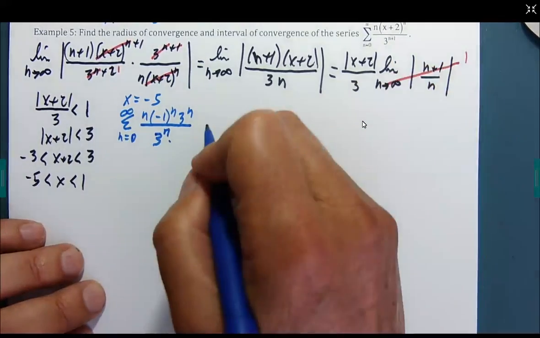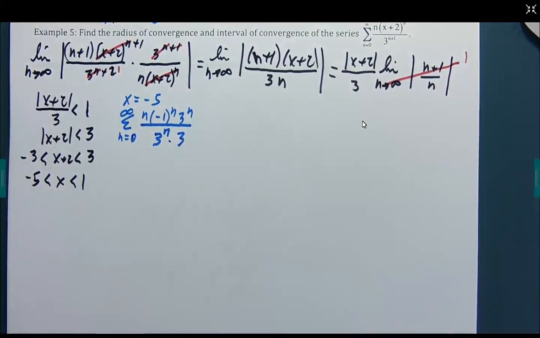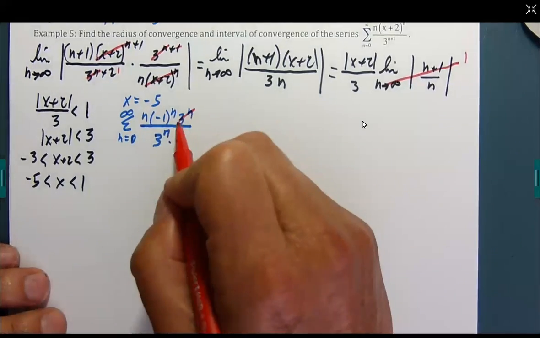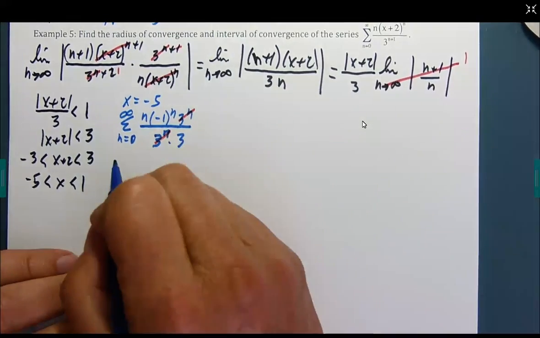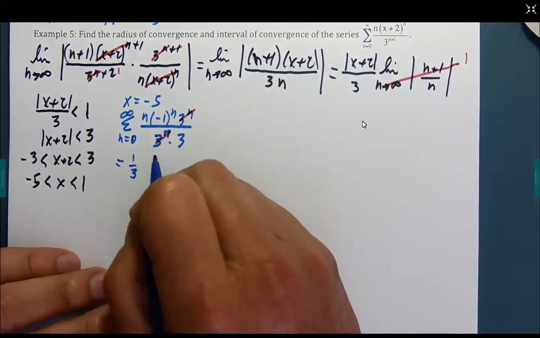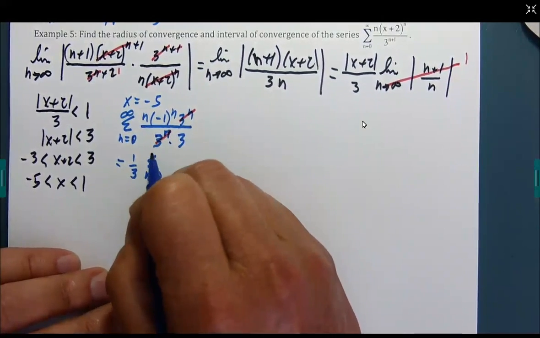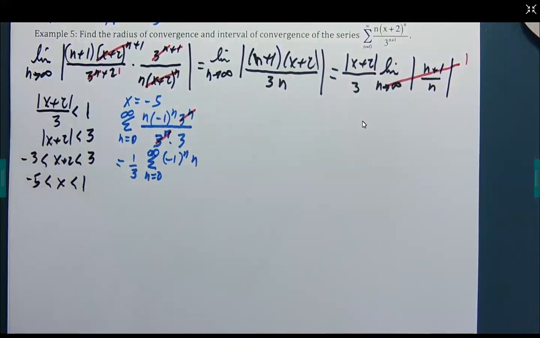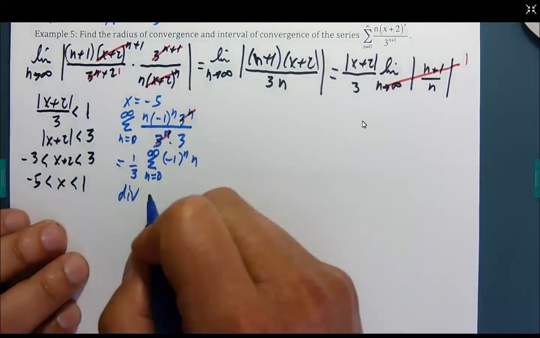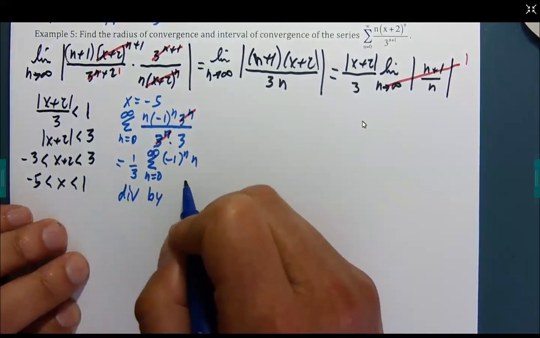And I'll break into that there. All right, so this is looking to me like the 3 to the n's go away. So I'm seeing a 1/3 summation n equals 0 to infinity, -1 to the n times n. That is divergent by the test for divergence.